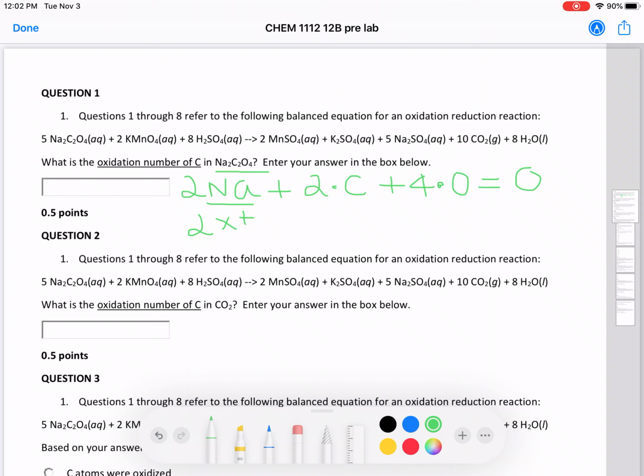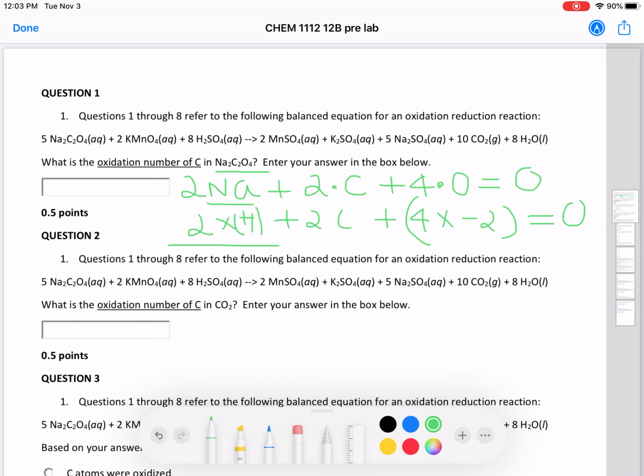So 2 times +1 is going to be 2. And then carbon is what we want to find out. Carbon in group 4 can be +4, it could be +3, so we don't know. We're going to leave carbon as a mystery, so we'll keep it as 2 carbon, like that. And then oxygen is in group 6. Group 6 normally makes a -2 oxidation number. So 4 times -2, all of these equals 0.